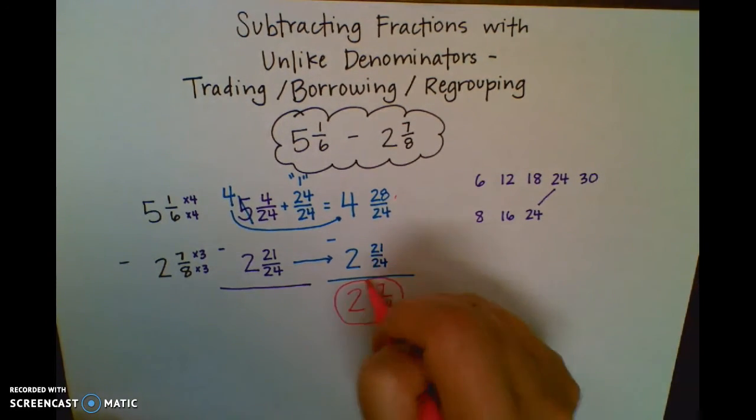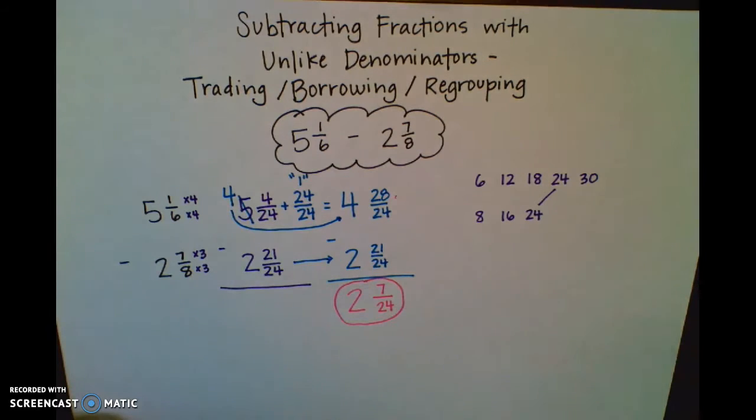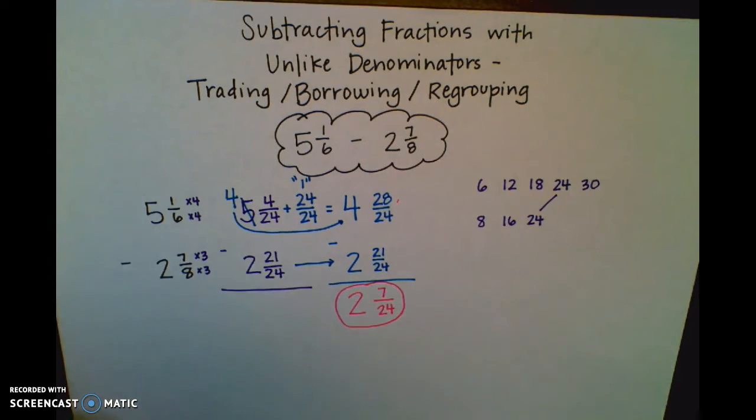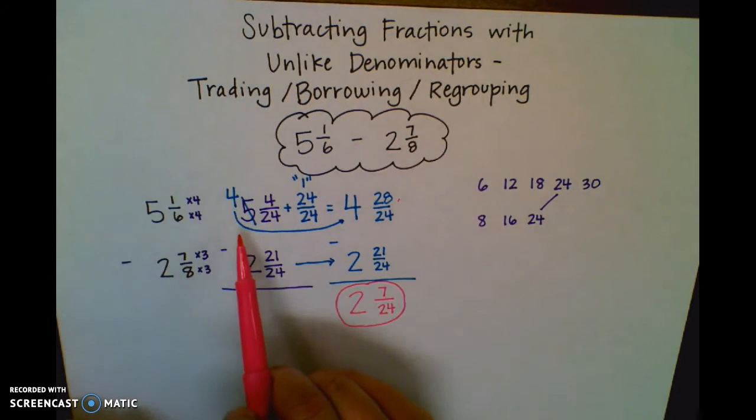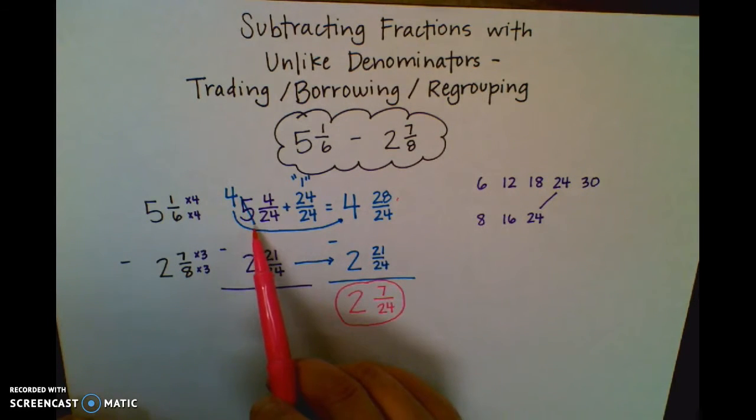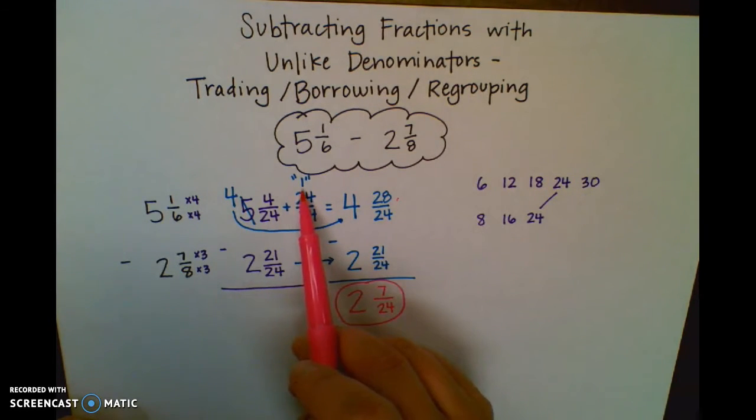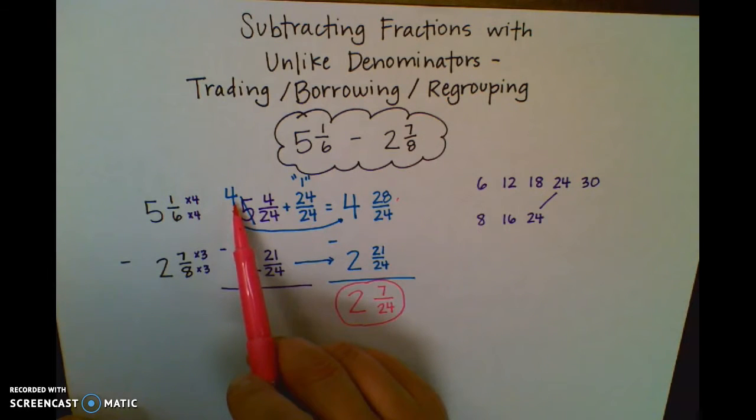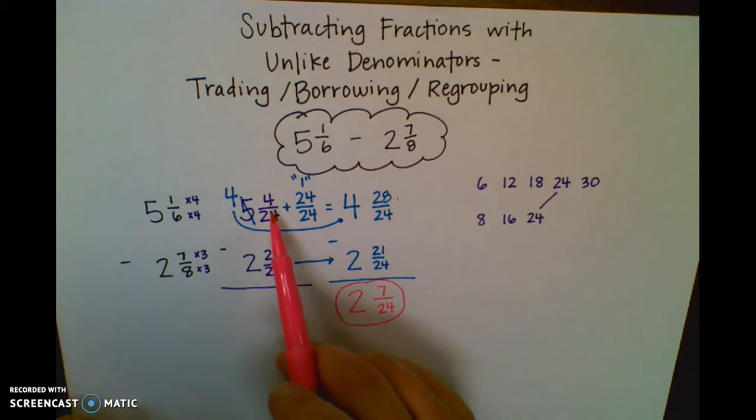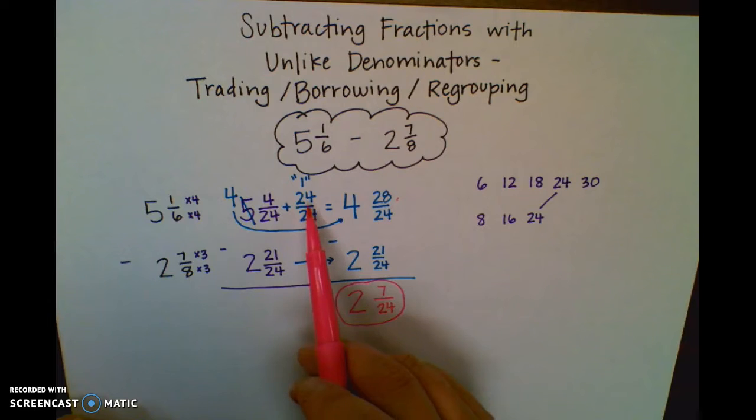Okay, some of your problems might require you to check here and do some simplifying. So if that's required, go ahead and do that. Okay, so the important thing to remember is when you're borrowing, that you're trading out equal values here. So for the 5, I traded out a 1, so the 5 became a 4. And this 1 here, I just made it into a fraction that I could add to the 4/24. So I made it a value of 1. It still has that value of 1.